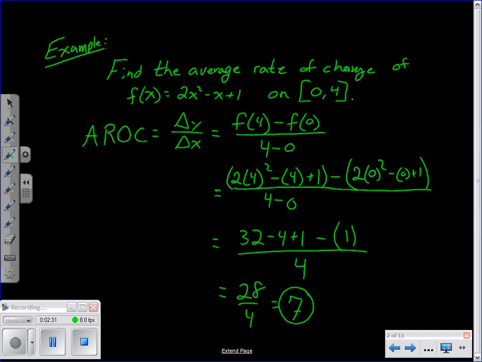So what this tells me is that the average slope, or the average rate of change between 0 and 4, my x values on this particular function, has a slope of 7.